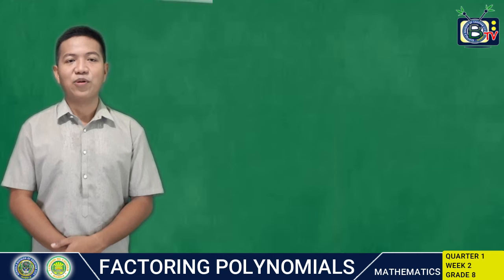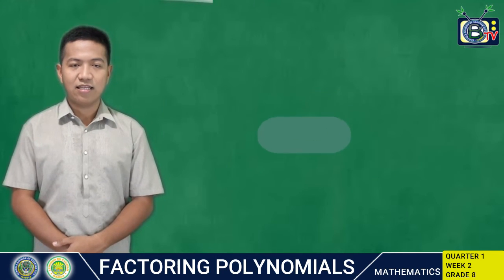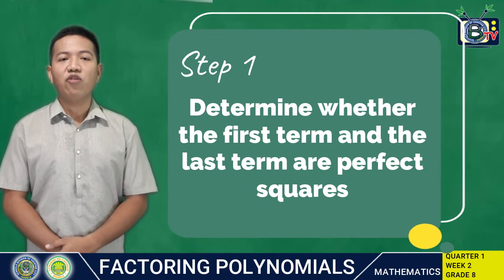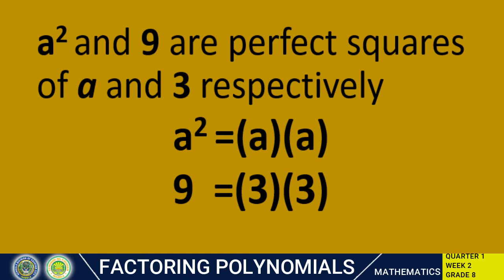Let's have this example. Factor a squared plus 6a plus 9. Step 1. Determine whether the first term and the last term are perfect squares. A squared and 9 are perfect squares of a and 3 respectively.